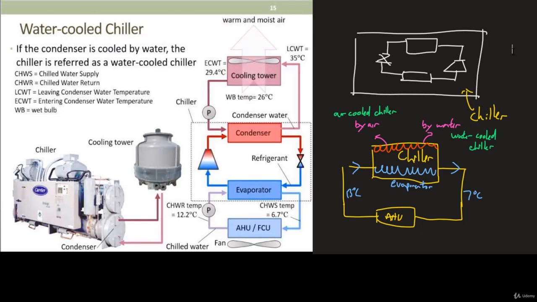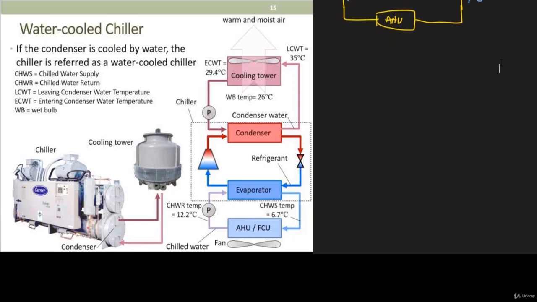Now I will talk about the most common type of cooling system in a building, that is using a water-cooled chiller. Why is it the most common? Because it's suitable for large buildings with multiple stories, or even multiple buildings can share a single chiller plant. Why is it called a water-cooled chiller? Just now we have learned the air-cooled chiller.